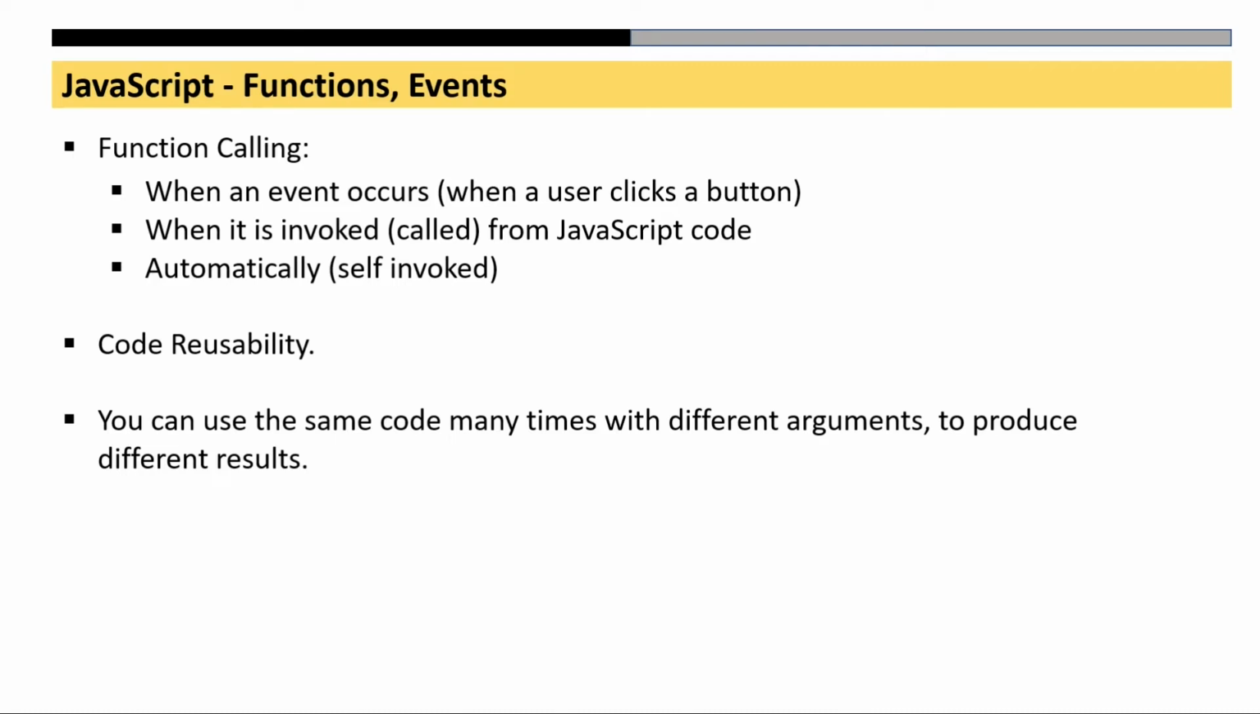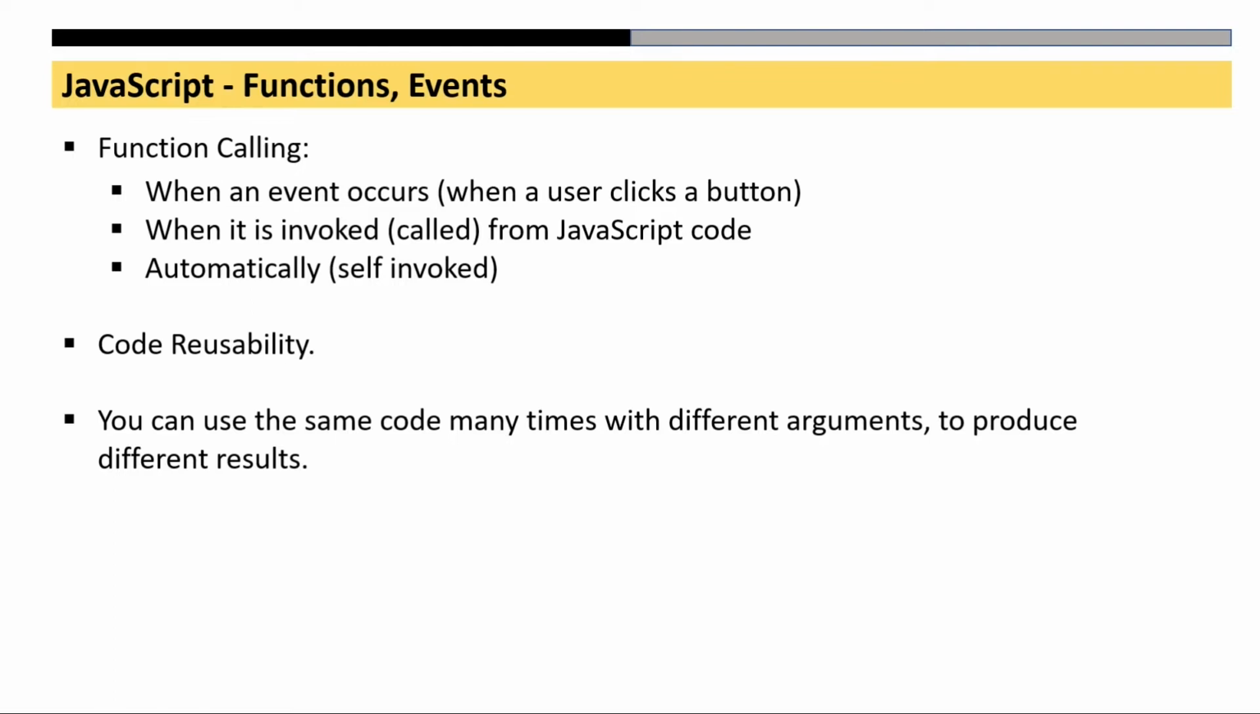There are three ways we can call our function. First, function calling happens when an event occurs. An event is nothing but a happening by the user. We will cover events in detail. For now, consider an event as something which is being done by the user. Let's say the user clicks on a button. That is an event. At that time your function can be called. It can also be invoked from the JavaScript code. That means the place where we are writing JavaScript code, the same place we can invoke this JavaScript function.